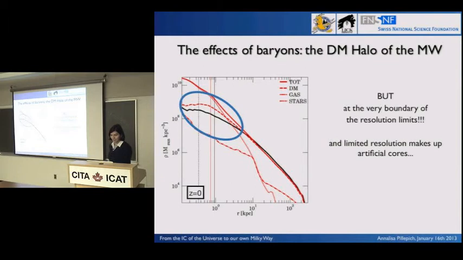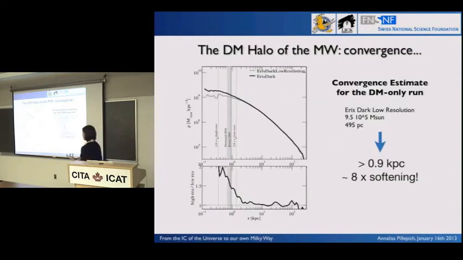I just want to say that, for example, if I run a convergence test for the Eris stack, the baryon-only simulation, I end up believing this profile only down to something like 900 parsec. It's a very conservative estimate, but then it starts to deviate from a Navarro-Frenk-White profile. This is because when you're lacking resolution, you are producing a core artificially, because the relaxation times in your simulations are bad.